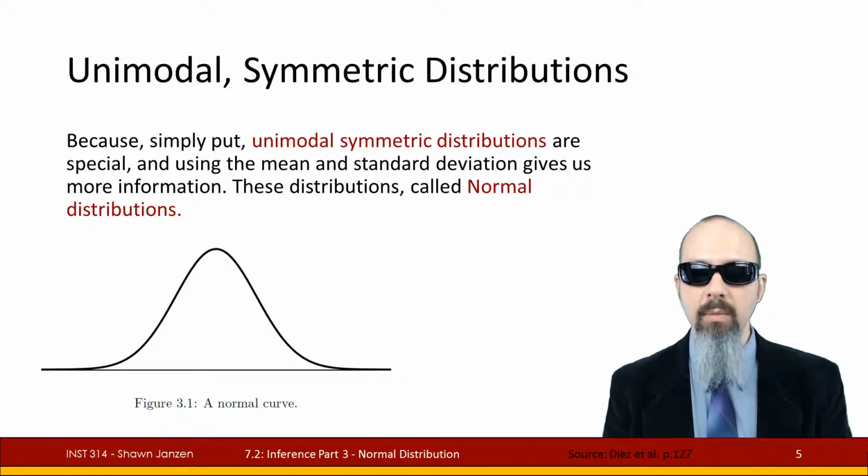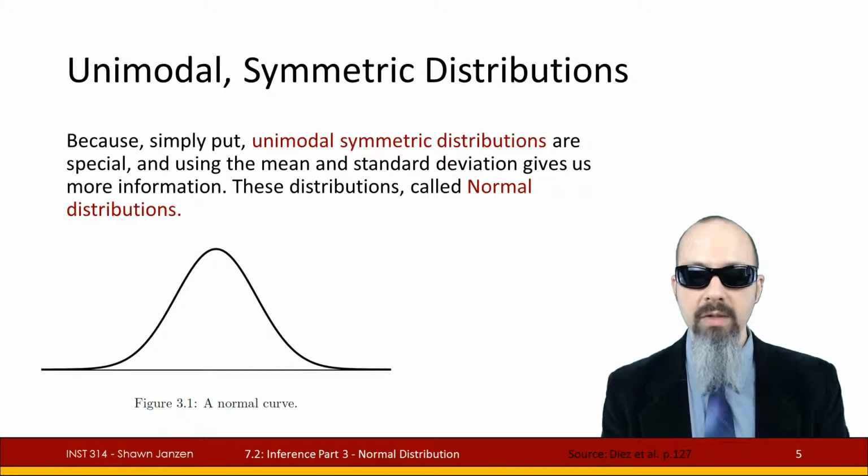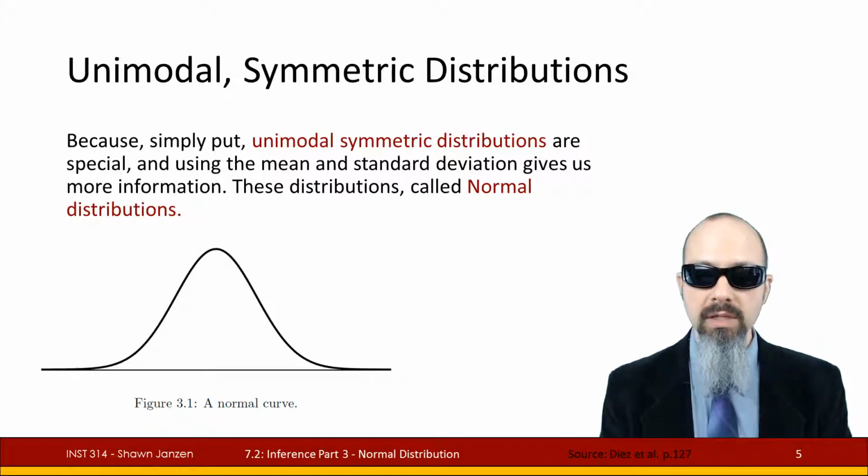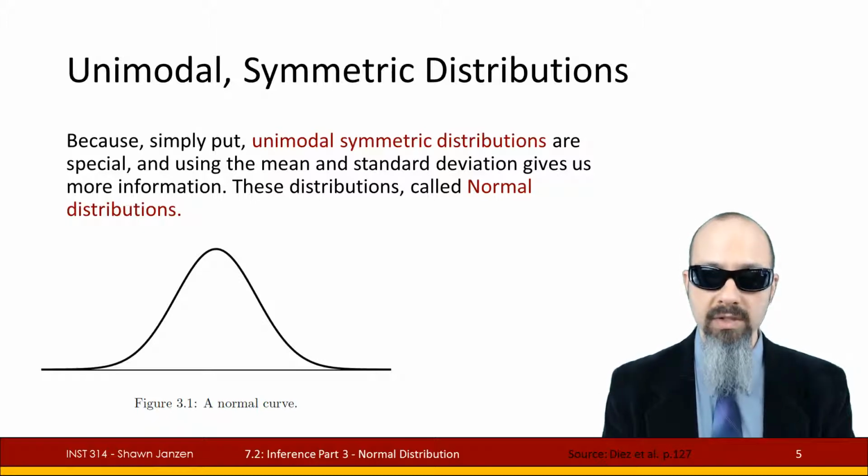So let's talk a little bit more about unimodal symmetrical spreads. Unimodal symmetrical distributions are special in our case because of these different characteristics, that they don't have tails and things like this. So we can go ahead and use means and standard deviations for more information. Means and standard deviations tend to be more precise, and we can use these to do all sorts of inferential tests to get very approximate answers. And when we're dealing with this particular type of curve, it's called the normal distribution.